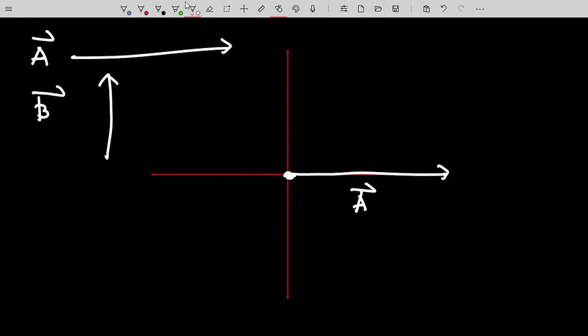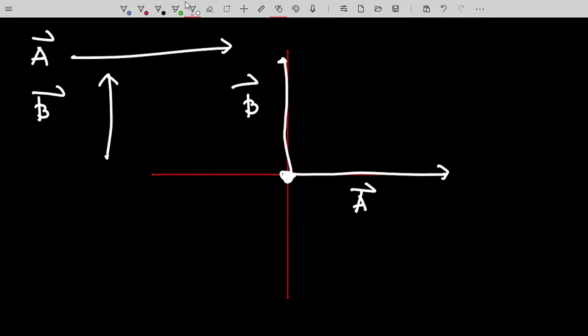Now the second thing to do is to also draw the second vector, but not from the head of your first vector, but from the central axis of your Cartesian plane. Now let's try to do it. Now this should be our vector B.